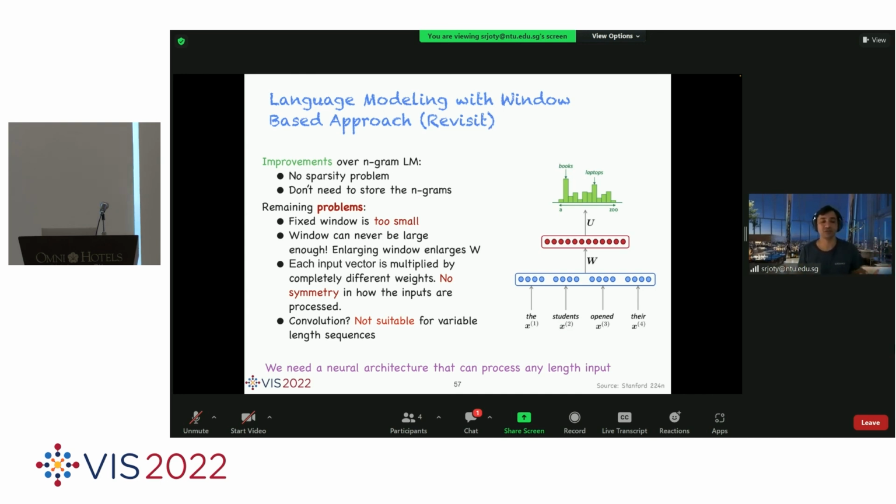So ideally, we would need an architecture that would allow us, in theory, to consider an unlimited context. And another thing is that each input vector is multiplied by a completely different weight, so there's no symmetry in the way that we process the input. One thing that we did not introduce is the convolutional neural network, but convolutional neural networks are not suitable for variable length sequences. So we actually need an architecture that can process any variable length input.